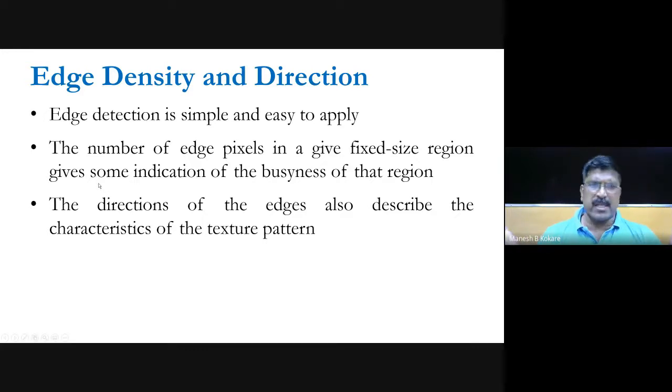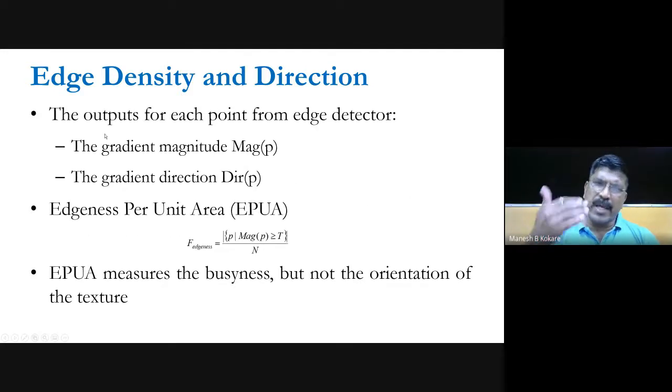When you are extracting edge features, you have the edge direction as well as the edge magnitude. The direction of the edges also describes the characteristic of the texture pattern, so from the edges we have to describe the textural patterns. How to do that? Once you have extracted the edge features using various edge operators, you get two things: the magnitude of the edge, and the gradient, that is the direction of the edge. So on the local region you have to calculate the gradient of the magnitude and the gradient of the direction.